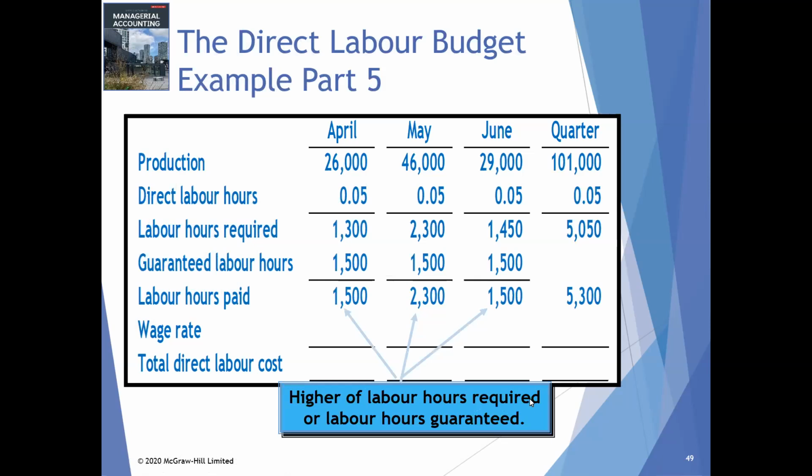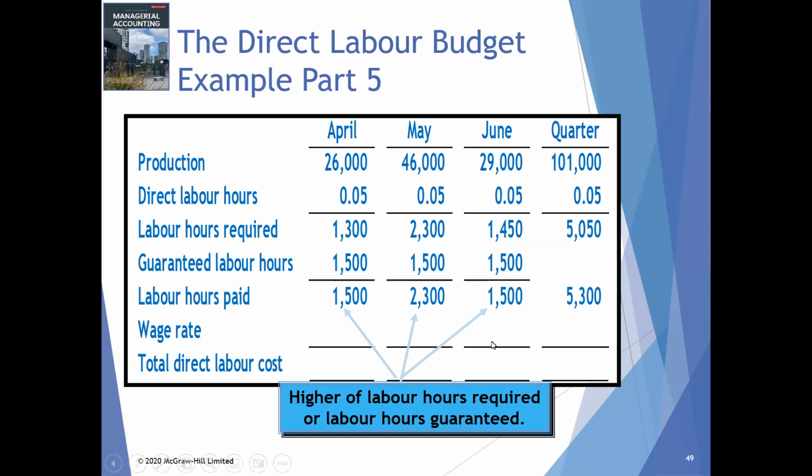So whichever is higher, the labor hours required or the labor hours guaranteed. No doubt the guarantee means the minimum. The minimum is 1,500, but if it goes beyond this, that will be considered. So in this case, in both, 1,500 is higher than this one, here 2,300, and here 1,500 once again. So the labor hours paid, right? 1,500, 2,300, and 1,500, total equal to 5,300 total hours for the quarter.